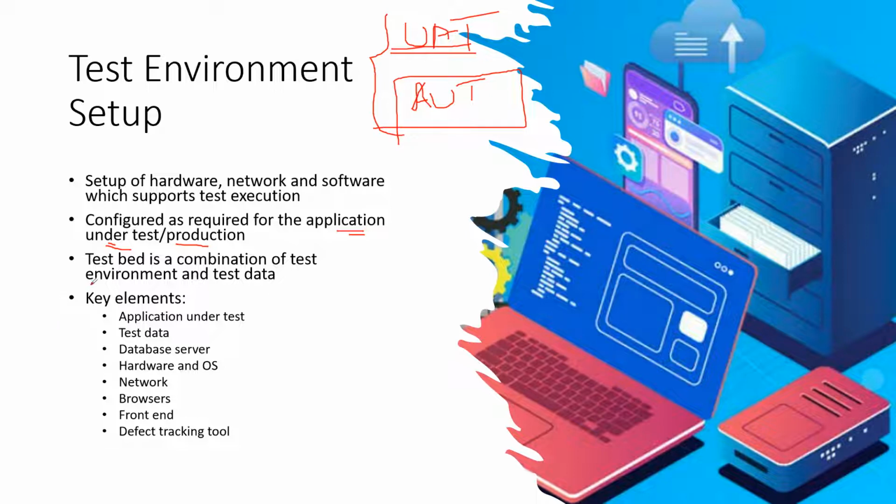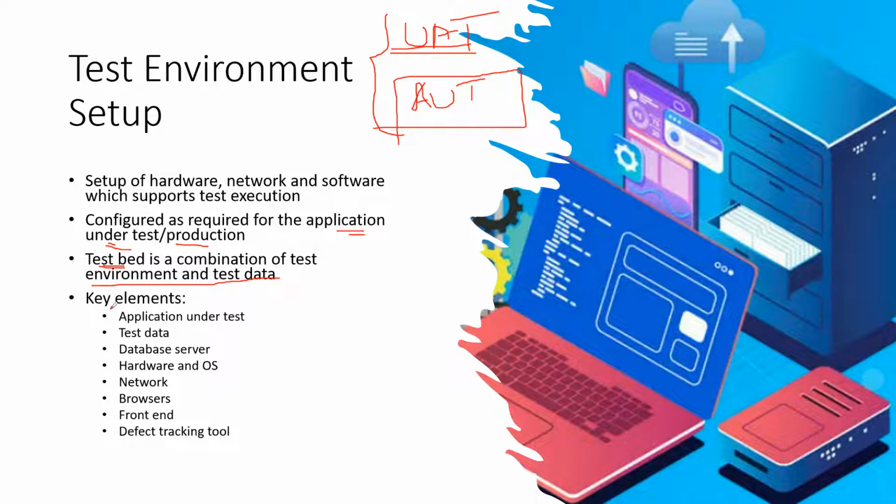Now we have something called a test bed. In interviews, they will ask you what a test bed is. A few people will say that a test environment can also be called a test bed, but that is not the proper answer. You should say, if we have a test environment with test data, then it is called a test bed. A test bed is a combination of test environment and test data. These are all interview questions, so be clear about what a test environment is and what a test bed is.